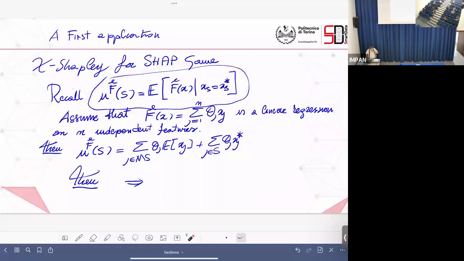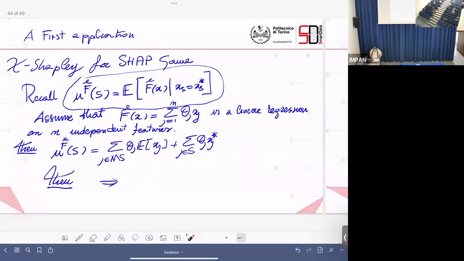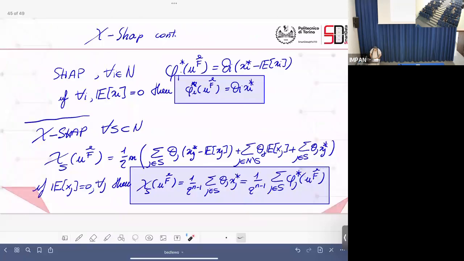Then one can see that the corresponding game is this one by means of this. Then there's a paper from a woman in Norway. She showed that SHAP can be computed, and it comes out in this way. I will put the proper reference.